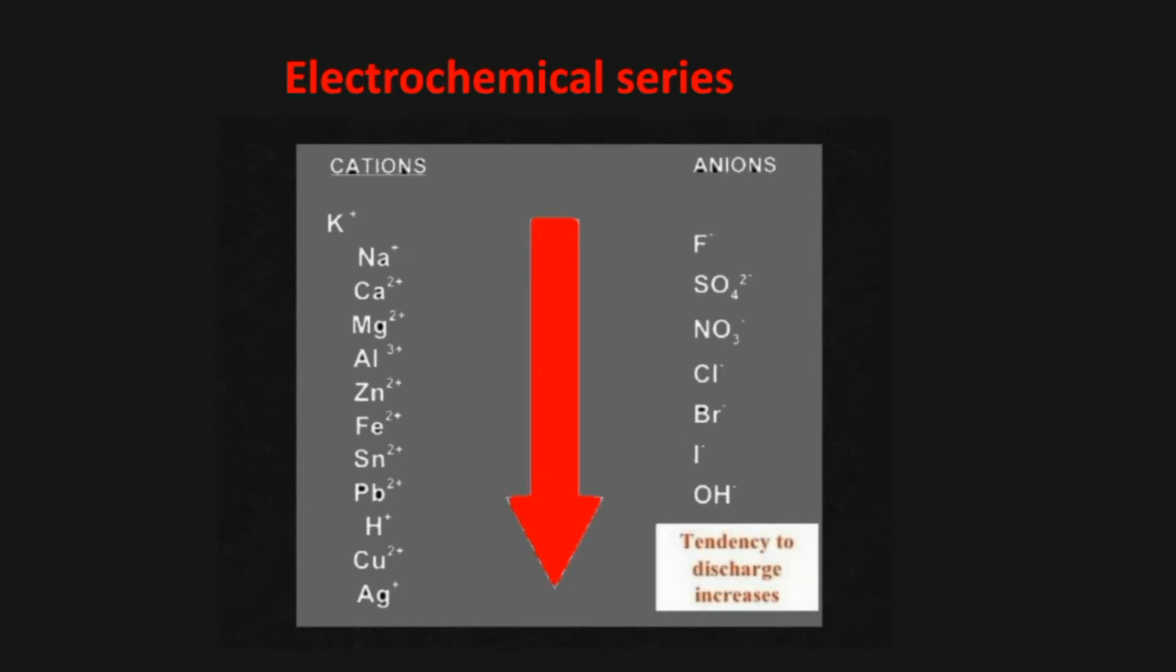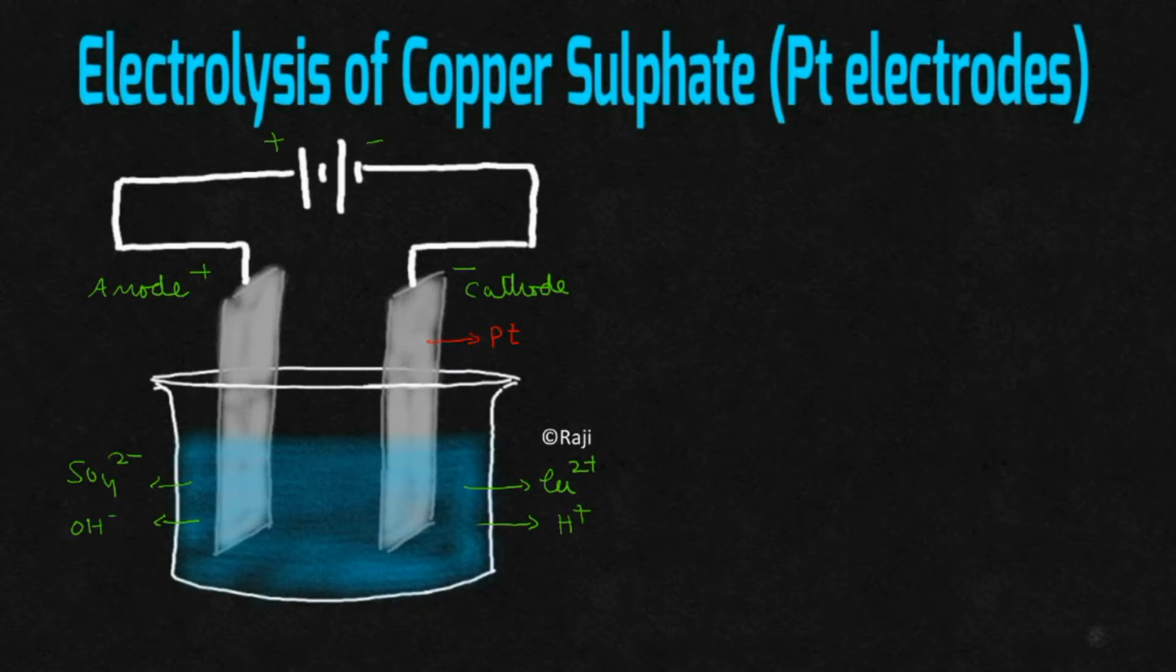Check the position of H+ ion. It is over here, and the Cu2+ ion is just below that. You might know that the ion occupying the lower position in the electrochemical series will get more chance to be discharged. So, in this case, who will get a chance to be discharged? Cu2+ ion will get a chance to be discharged.